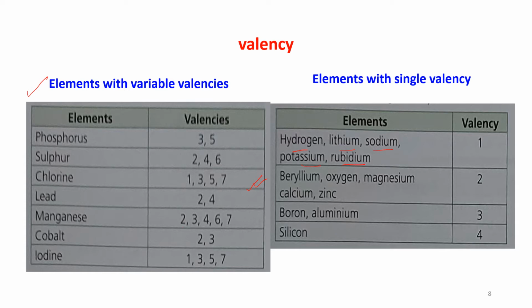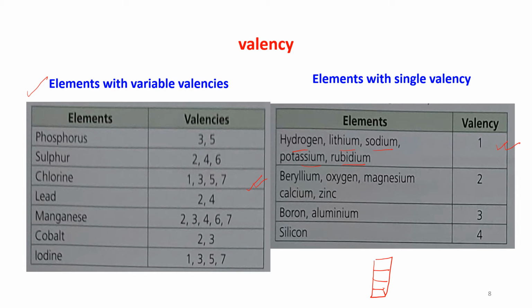If we go to the periodic table, you will see that these all are coming in one group. Group means this one group. And all of their valencies are 1.